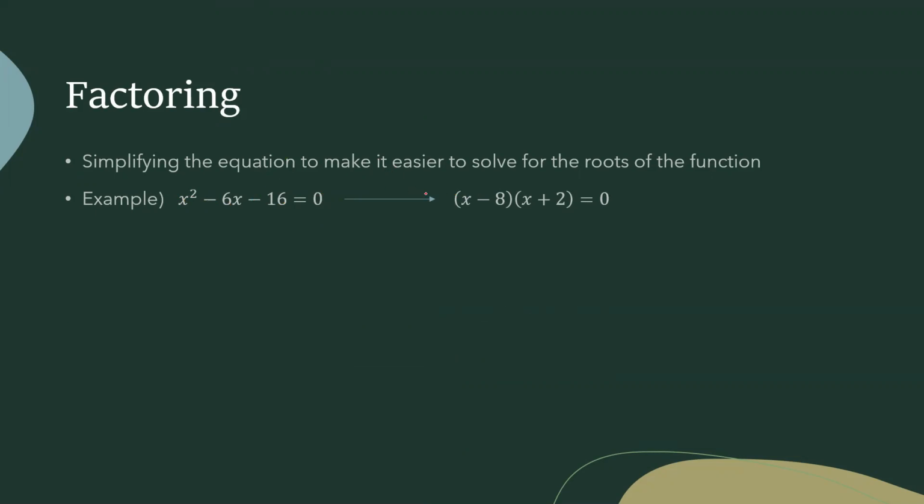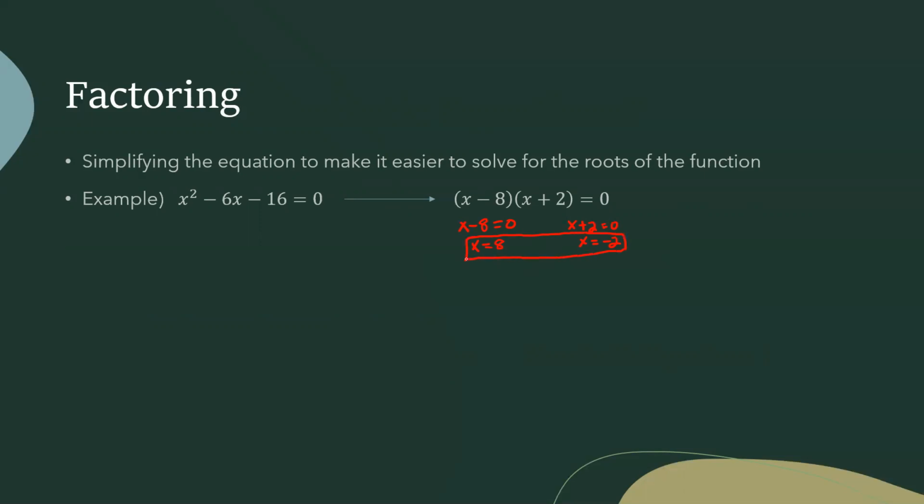So when you factor it, these are the same equations, but this one's just simplified. If you wanted to solve for the roots of this function, all you would do is you set both of these parentheses separately equal to 0. So let me show you really quick. So x minus 8 equals 0, and x plus 2 equals 0. Now, here you have two linear equations. You can just solve for x. So x equals 8 and x equals negative 2. Now, these two would be the roots of this function.